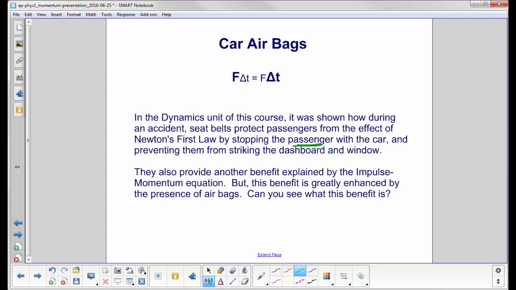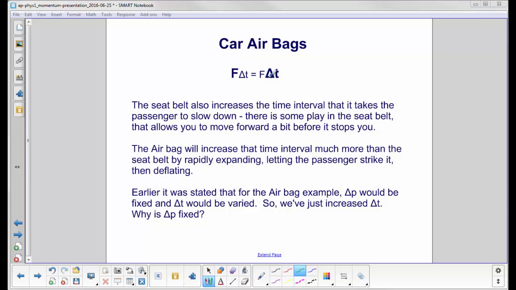Also, the seat belts provide another benefit explained by the impulse momentum equation, and this benefit is greatly enhanced by the presence of airbags. Can you see what this benefit is? Take a second before you go on to the next slide and see if you can figure it out. The time interval delta t. The seat belt increases the time interval that it takes the passenger to slow down. You don't go flying forward and hit the glass. The seatbelt has a little play, so you move a little bit, but then it slows you down when it tightens up. The biggest effect here is the airbag.